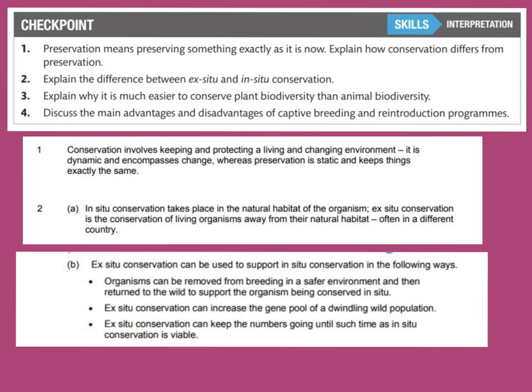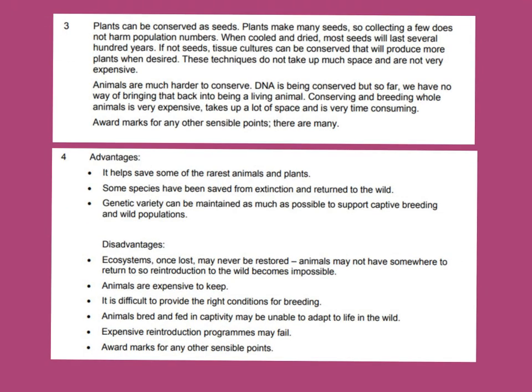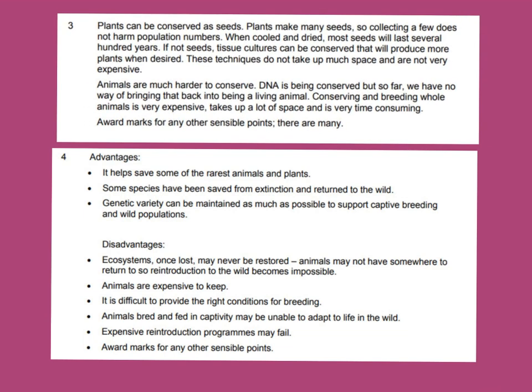Question 3. Explain why it's much easier to conserve plant biodiversity than animal biodiversity. So here you should compare how conserving plants is much easier than conserving animals. Going for plants, plants can be conserved as seeds. Seeds are very small in size, take very little space, and are easy to manage and to store at very low temperature and very low humidity. They can stay alive or viable for a very long period of time.